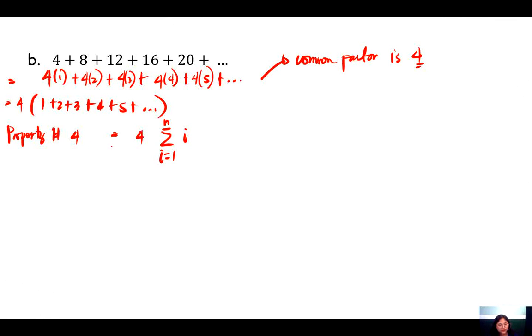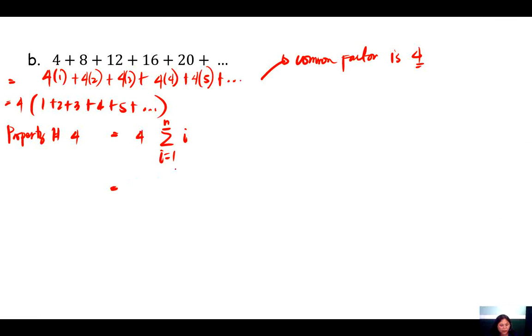Okay? So nakita niyo yung pattern? Huwag malilito ha. So the value of i is 1, 2, 3, 4, 5 up to infinity. 1 plus 2 plus 3 plus 4 plus 5 plus up to infinity. Okay? Kaya natin siya na-pattern sa property number 4. Okay? So what is next?